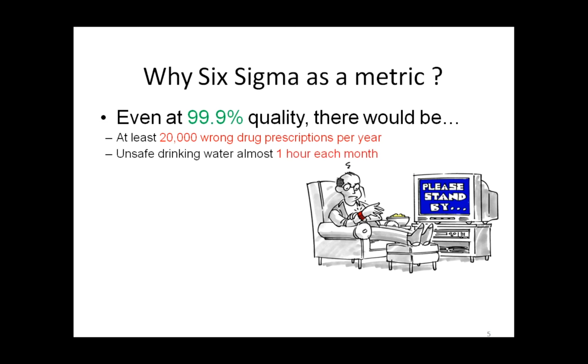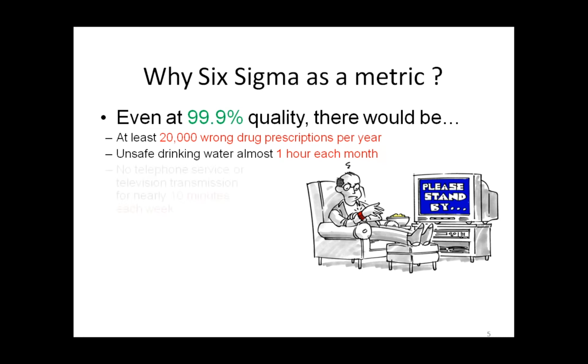99.9% quality also could mean unsafe drinking water for almost 1 hour each month, maybe from the filter or whatever RO system that we use, and that can be hazardous as well. So now the whole approach to percentage is changing. We assume that 99% or 99.9% is great, but looking at these processes, we need to revisit the definition of how we want to measure accuracy.